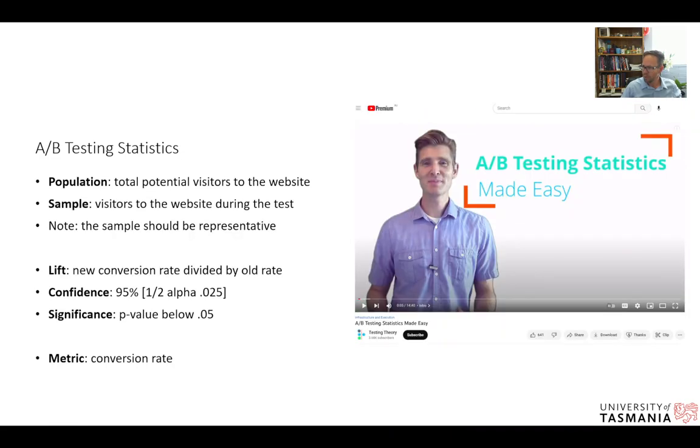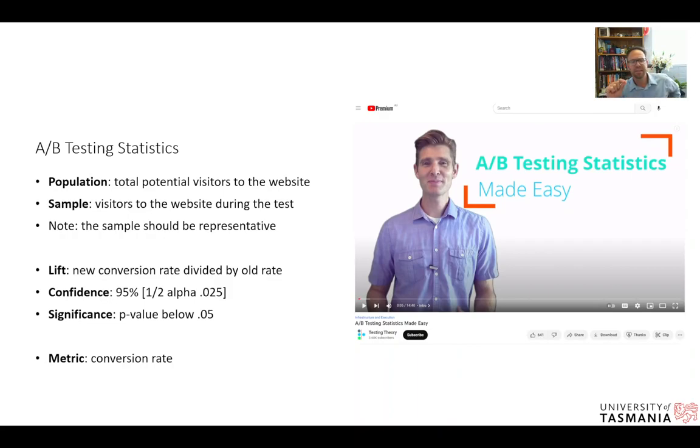All right. Now, A/B testing statistics. So I've got this one here. He explains it quite well, I think. I'll put the link in the content. So the population would be our total potential visitors to the website. Our sample that we're collecting then would be the visitors to the website during that testing period, right?